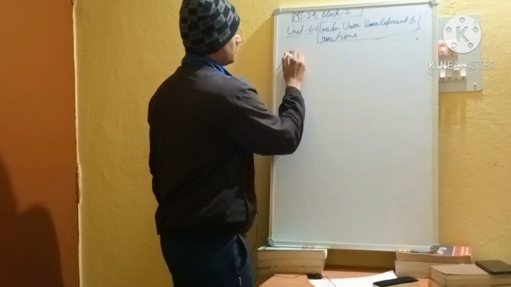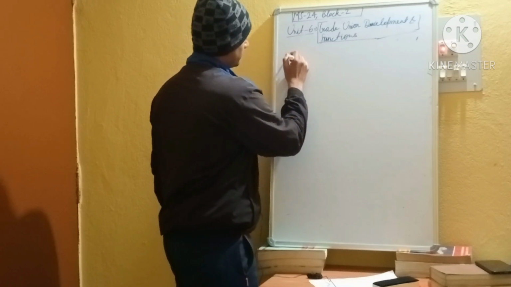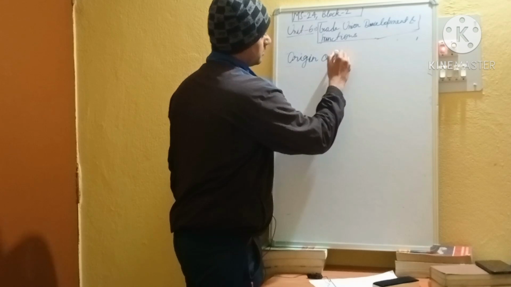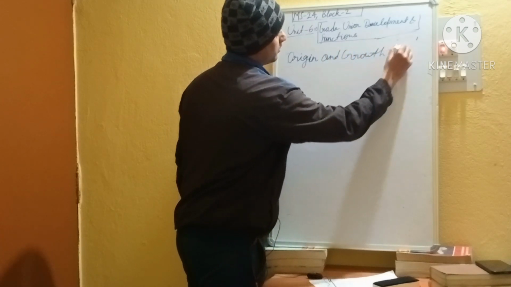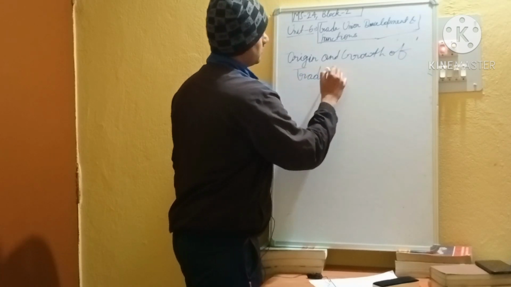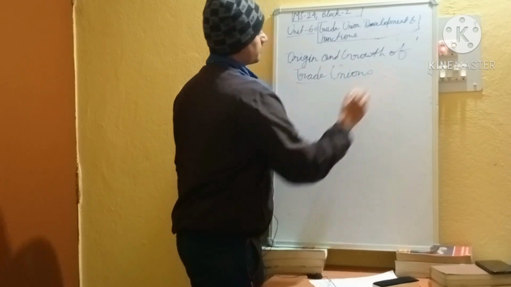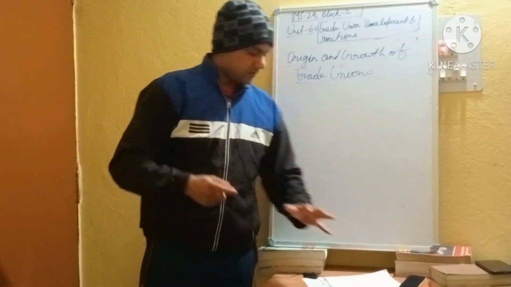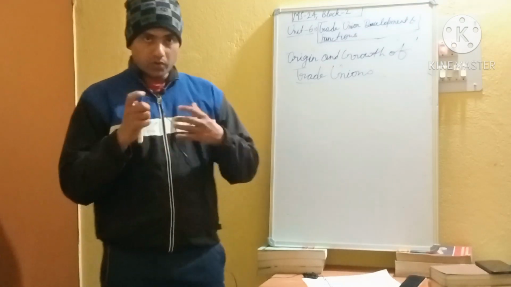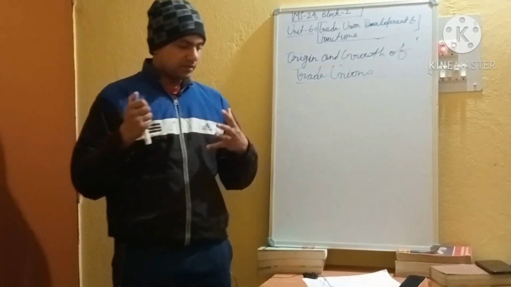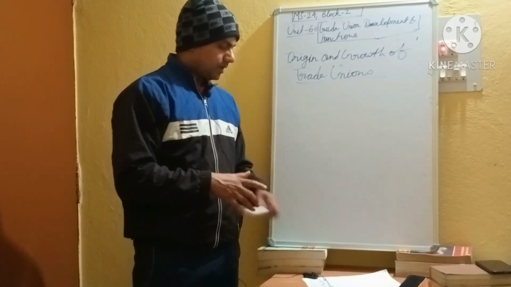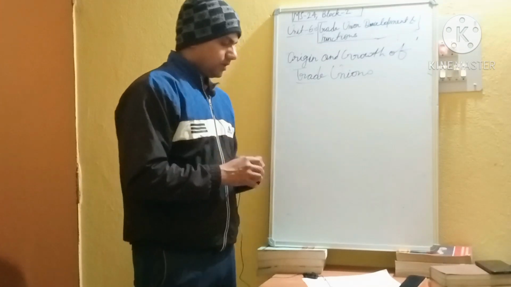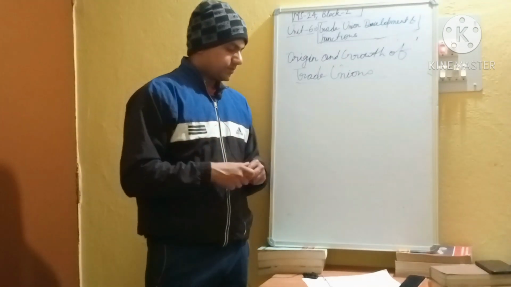So here, origin and growth of trade unions. Okay, so how did they originate? Why did trade unions originate? That's what we are going to deal with. So trade unions have grown in response to the peculiar needs and the problems which the wage earners faced. It means they originated because they were facing many different kinds of problems.